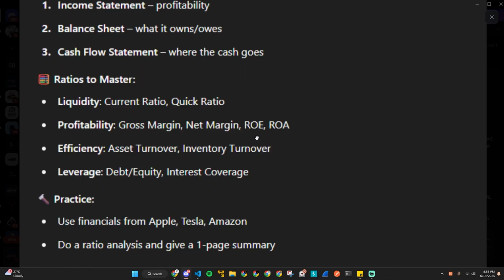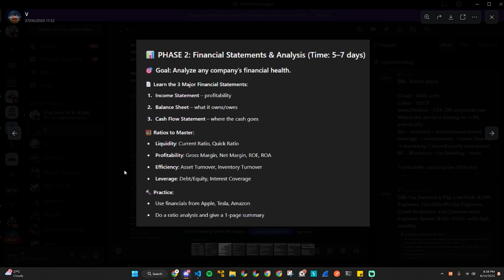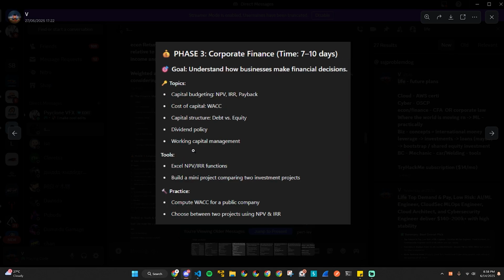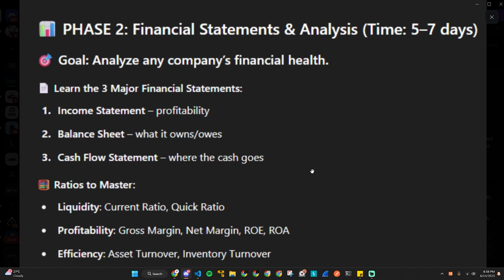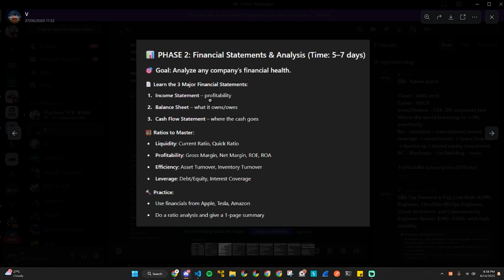So asset turnover, inventory turnover, I'll put this in the discussion. So it says return on equity and return on assets. I think it's quite obvious what assets and liabilities are. It's what makes you money versus what takes money away from you. Cash flow, balance sheet, profitability, right? I'll get back to this part as well.